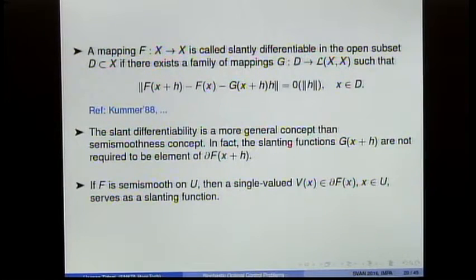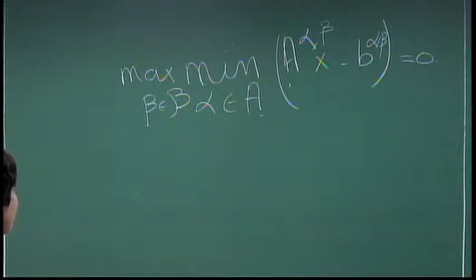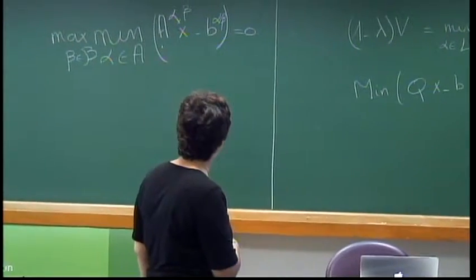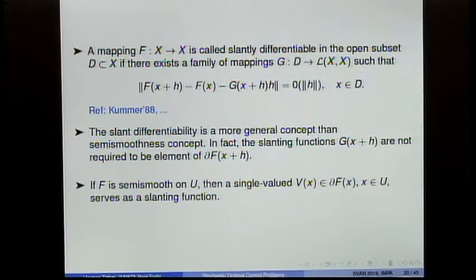Is that function semi-smooth? Almost, I'm coming to that. Actually, this kind of function, depending on the sets, if A and B have a finite number of elements, is semi-smooth. If you have compact sets, they are not semi-smooth. This is why I am now introducing another concept of differentiability. The concept we are using here goes back to Kummer in '88, and it's called slantly differentiable.